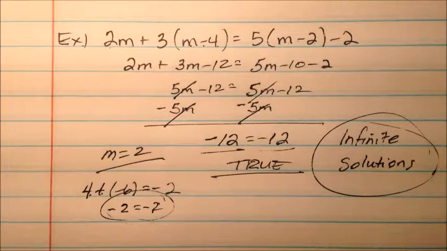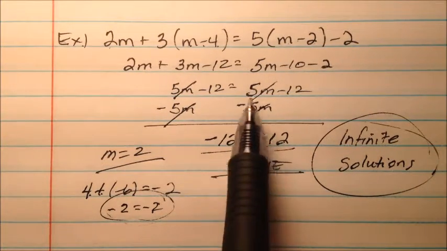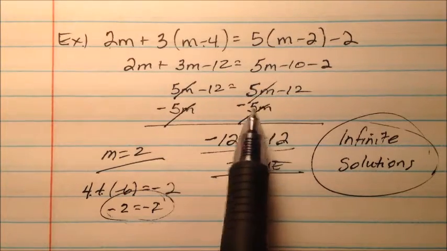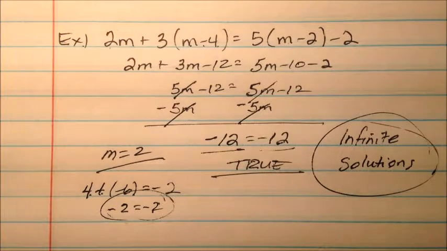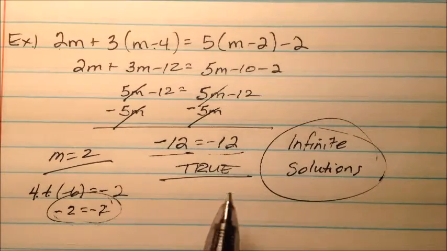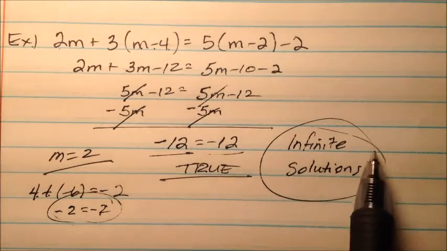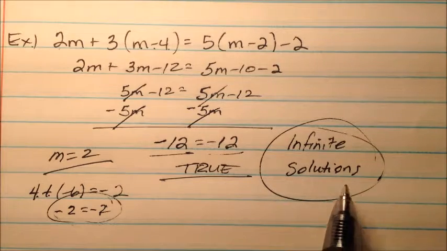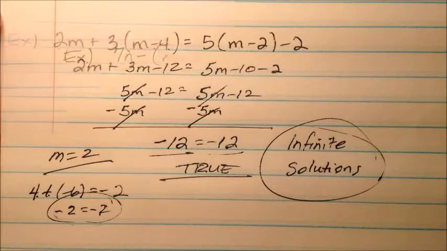This happens, again, because all your variables cancel. We had 5m on both sides, and we subtracted 5m, and it just goes away. So what happens here is that all the variables cancel, and you're left with a true statement. So the answer for this equation is going to be infinite solutions.